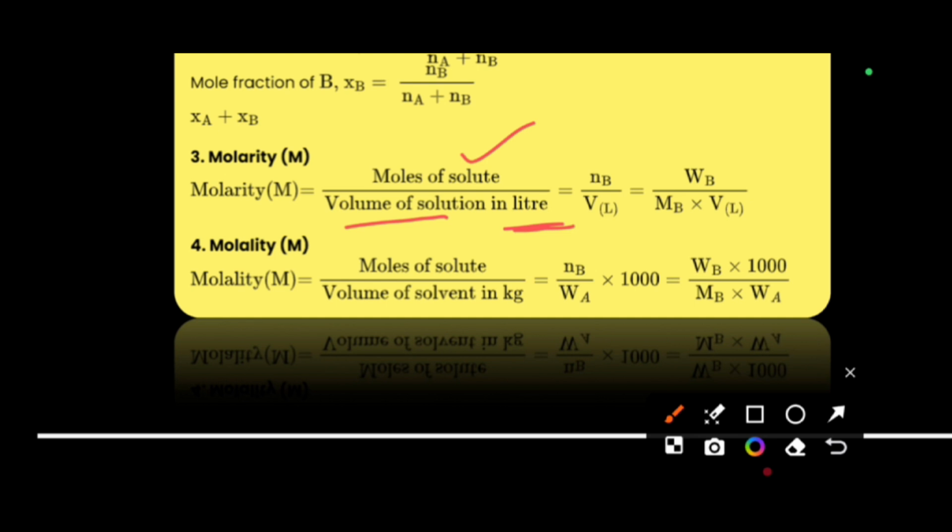Then molality. In molarity and molality, what is common here? Moles of solute are upside here, and moles of solute are given in the other also, because in both terms moles are coming. In molarity, volume of solution is written here. In molality, this is the mistake here, it's not a volume, it is the mass. Mass of solvent in kilogram. Here you can see the SI unit is kept. If you are taking it in gram, then you have to multiply with 1000.